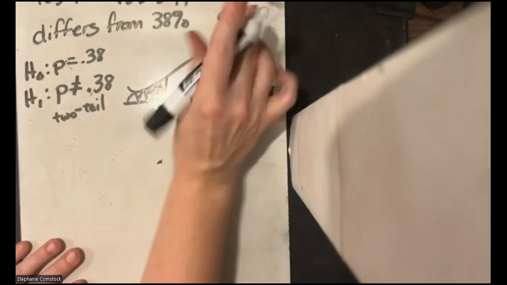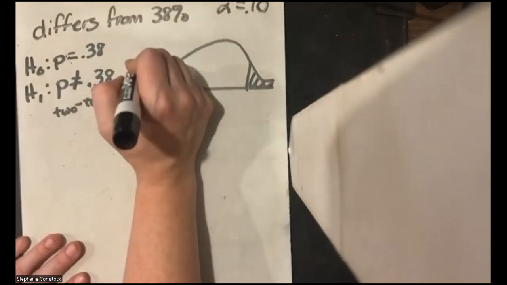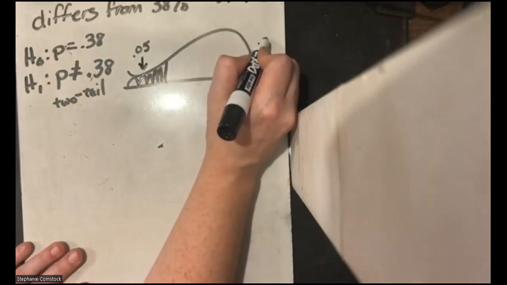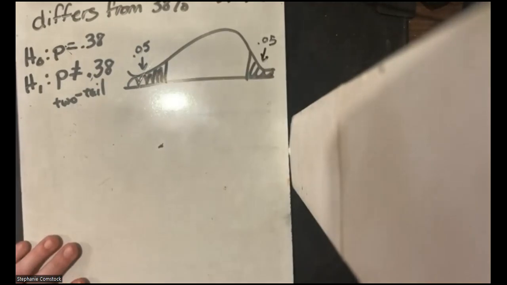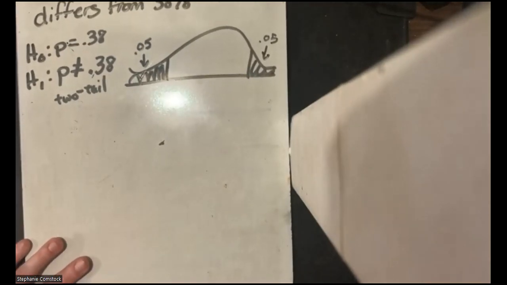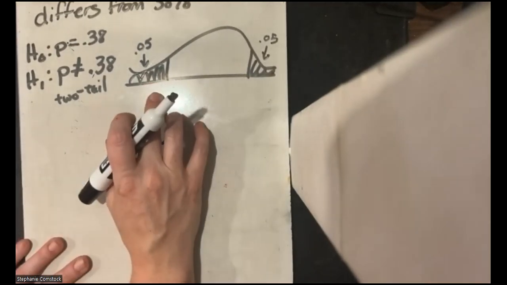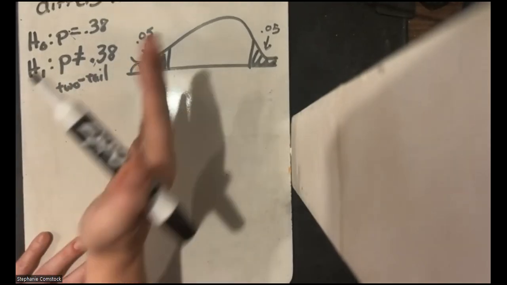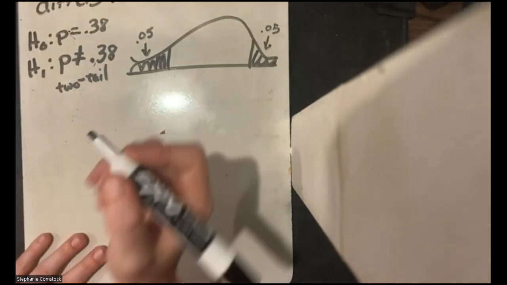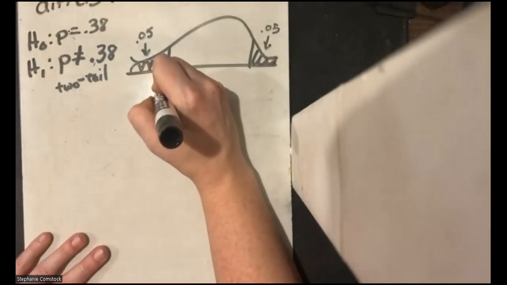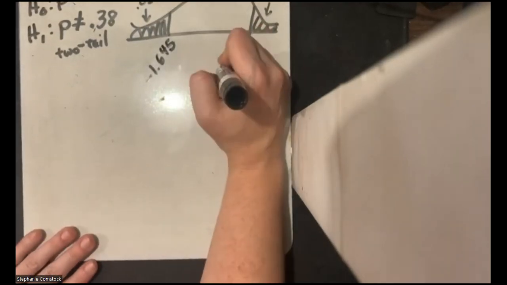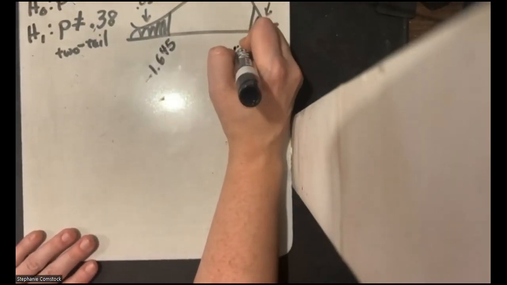Now, what's going to have to happen? Half of this 0.10, so 0.05, is going to be down here, and 0.05 is going to be up here. We do know that this is going to be a mirror match, so I can find this one down here, and then it will match on the other. Based on the one that we just did, where we found 0.05 all in the left end, that was at negative 1.645. So that is going to be there, and then we're going to have 1.645 over here on this one.